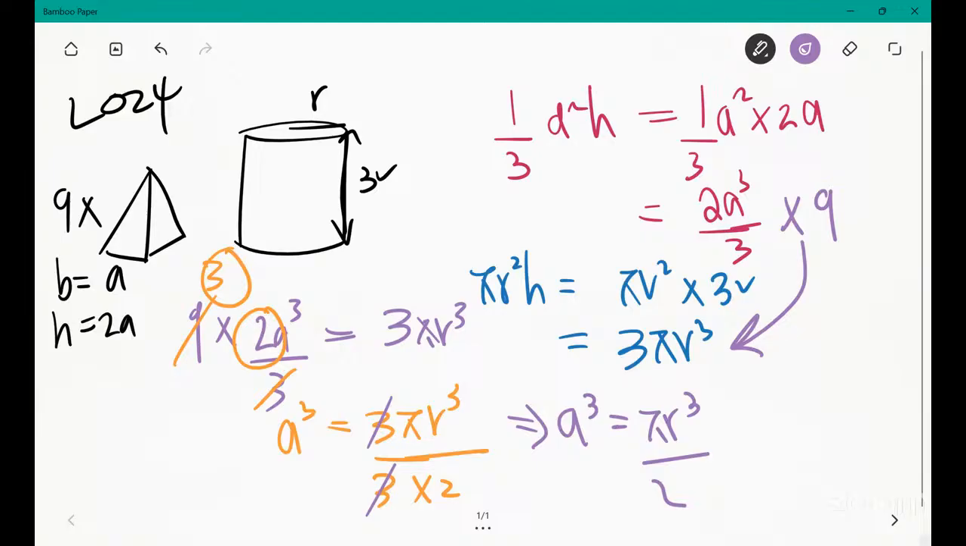Yeah, pi r cube over 2. So here basically what we did was we used the volume equation that we know and we converted it using the values that they have given. So here they haven't given values, they have given you letters. And then they're saying 9 times of this. So that means 9 times the volume of this is going to be equals to this. So then you equate the volumes and you subject whatever is necessary. Did everyone understand this?